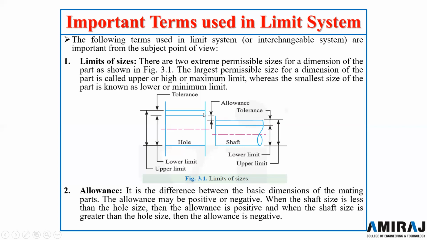So allowance can be clearance type of allowance, interference type, or transition fit allowance. It shows the fitting between the hole and shaft. What is the gap between hole and shaft dimension? While the tolerance is only provided to the single component.